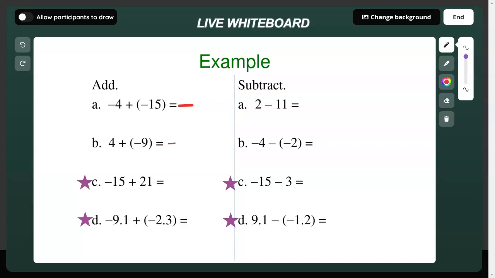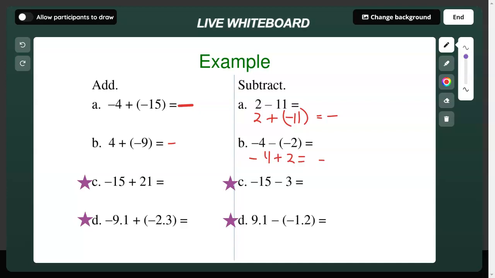On the subtraction, we're going to change it to addition. So this is going to become 2 plus what? -11. Good. -4 plus +2. Okay? And so for A, I'm going to end up with a negative answer again. And same thing for B. All those just happen to be negative. Don't read into it. Just the way the problem's worked out.